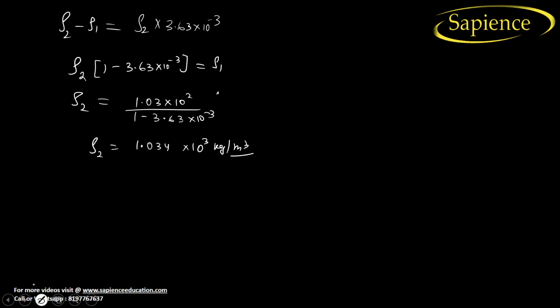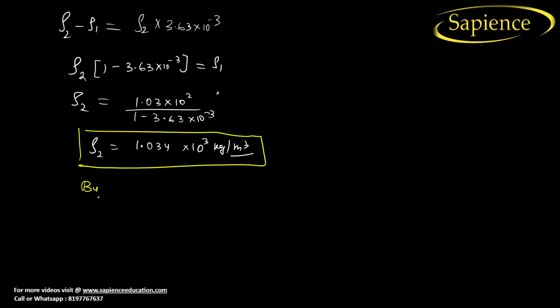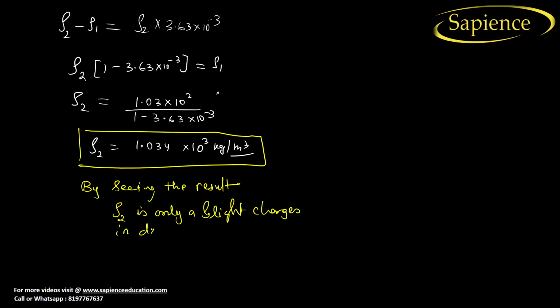So when you see this result, rho 2 shows only a slight change in density, and this only happened because the compressibility of water is very small. Okay, so I hope you have understood this question.